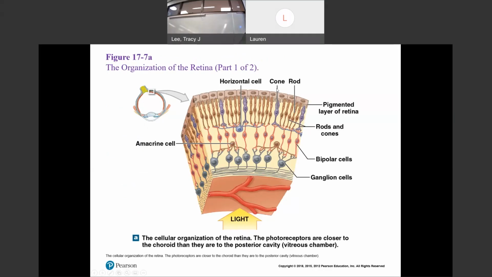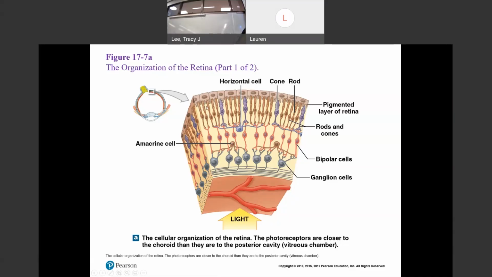So this shows kind of a cross section. This is going to be a back pigmented layer of the retina. We'd have our choroid back there. Here comes our light. This is the first place where you receive light, but this would be the front of the eye up here. So it comes all the way through, goes to this pigmented layer, and then it gets received up here by the rods and the cones.